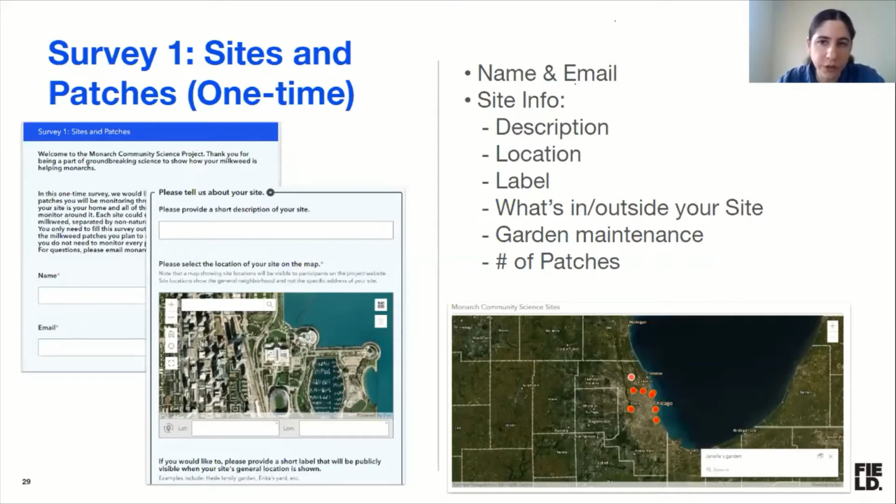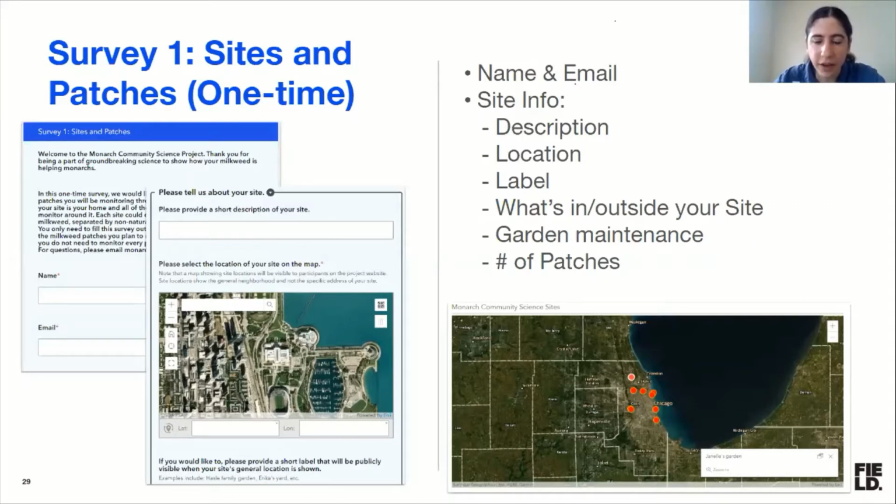This is that survey where you're telling us about your site. First we're going to ask you to put your name and email. And this is that email address where you will get your automated email with your additional links. We're then asking you to tell us a little bit more about your site, including a description of it and the location.